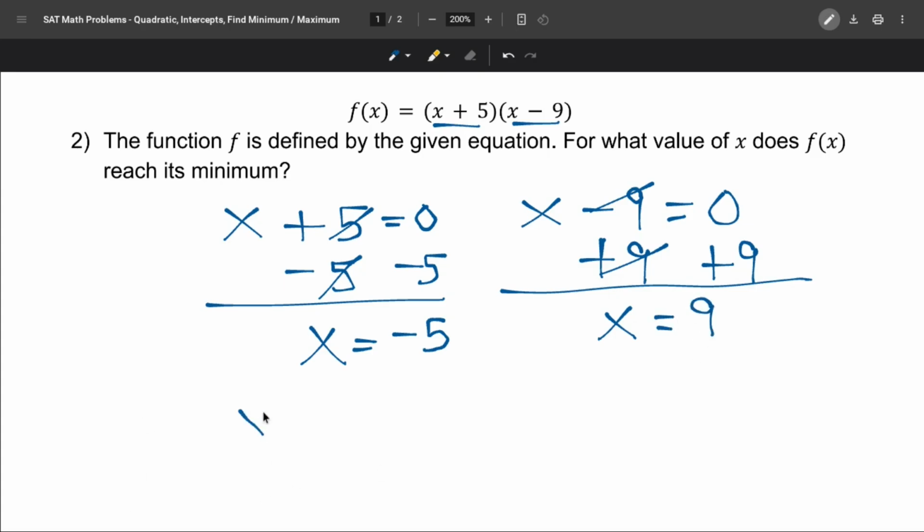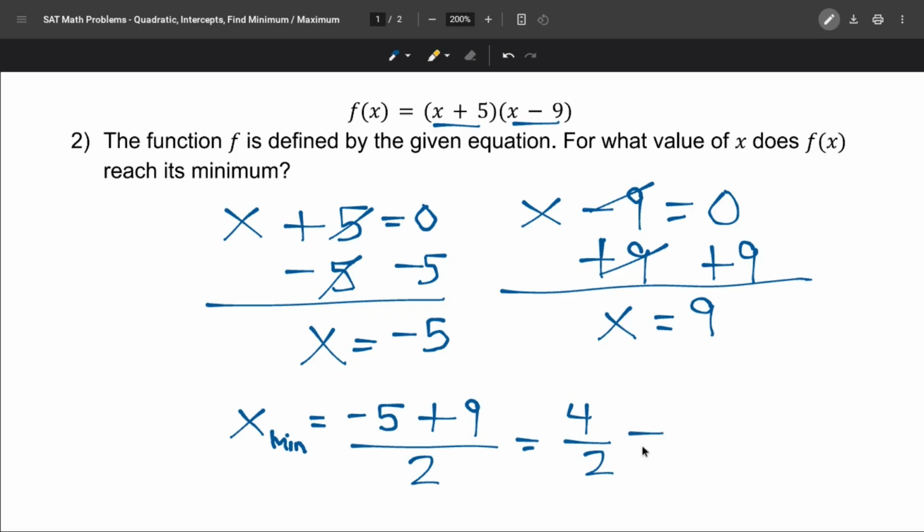And our x value at the minimum, we could denote that with like x min, or we don't really have to do that, but we want to get fancy. That's going to be negative 5 plus 9. We're going to divide that by 2. Negative 5 plus 9 is like 9 minus 5, so it's 4. Divided by 2, so my value of x at the minimum is 2.